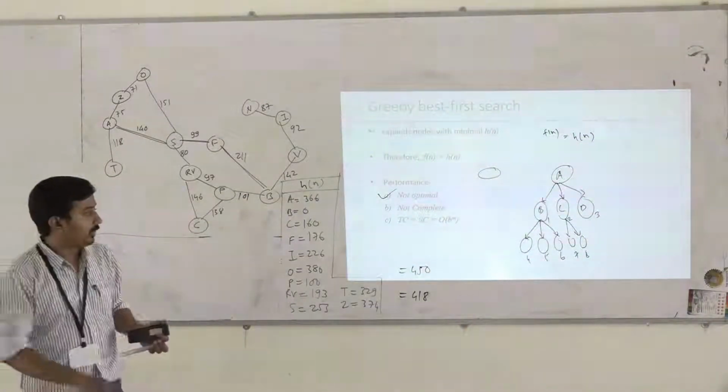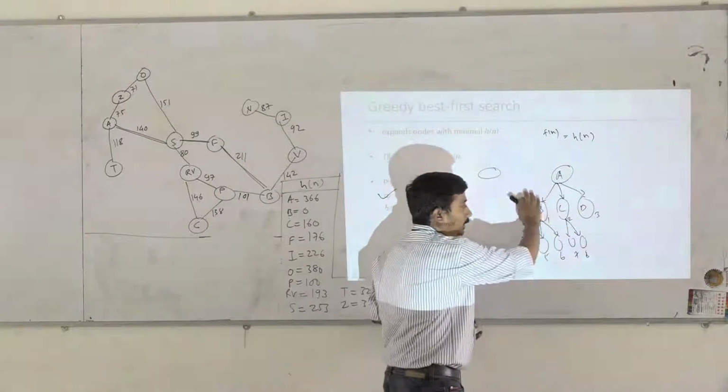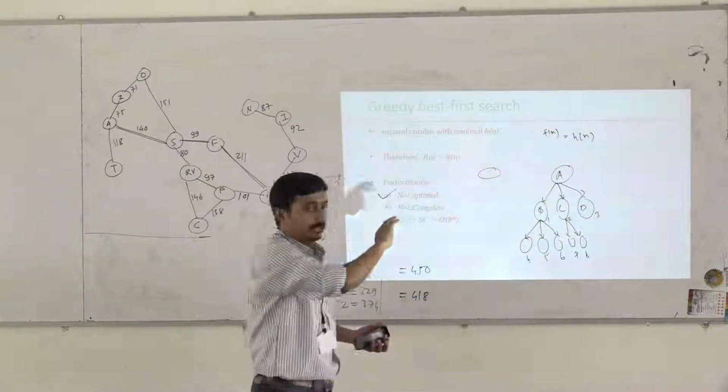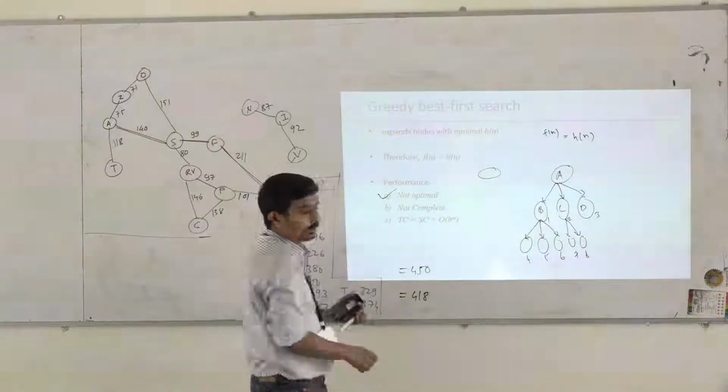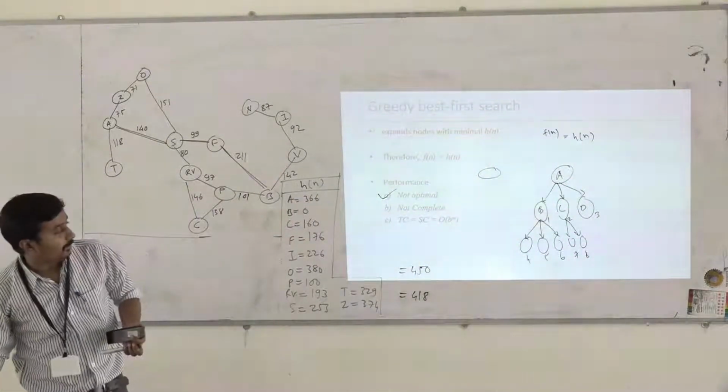So if your heuristic is like this, ultimately the entire search tree will be explored. That's why its complexity is exponential.